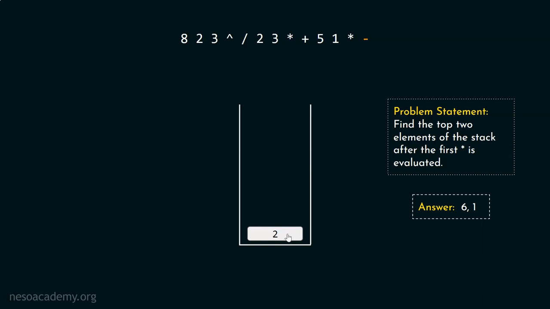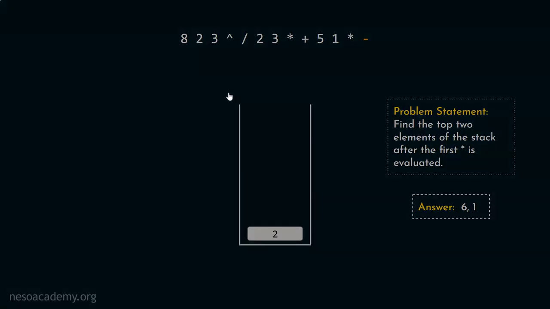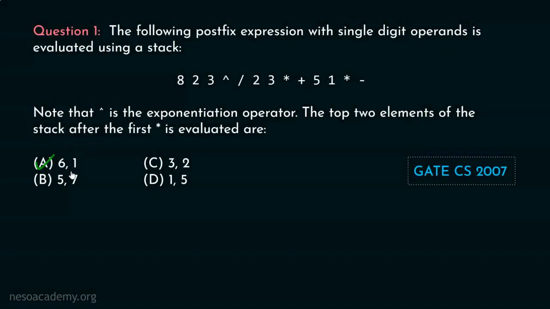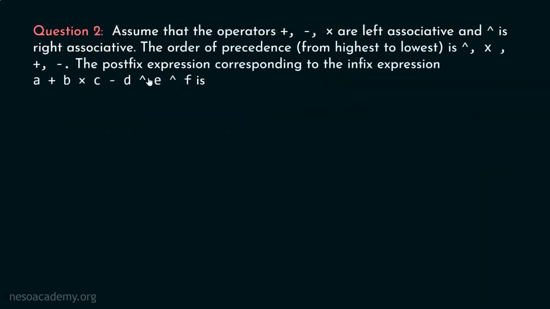It might be possible that in the question they will ask you to evaluate the whole expression and find the result. Here we know the answer to this question. The answer to the GATE problem is 6, 1. So it is clear that option A is the correct option for this question. Fine. Now let's see question number 2.